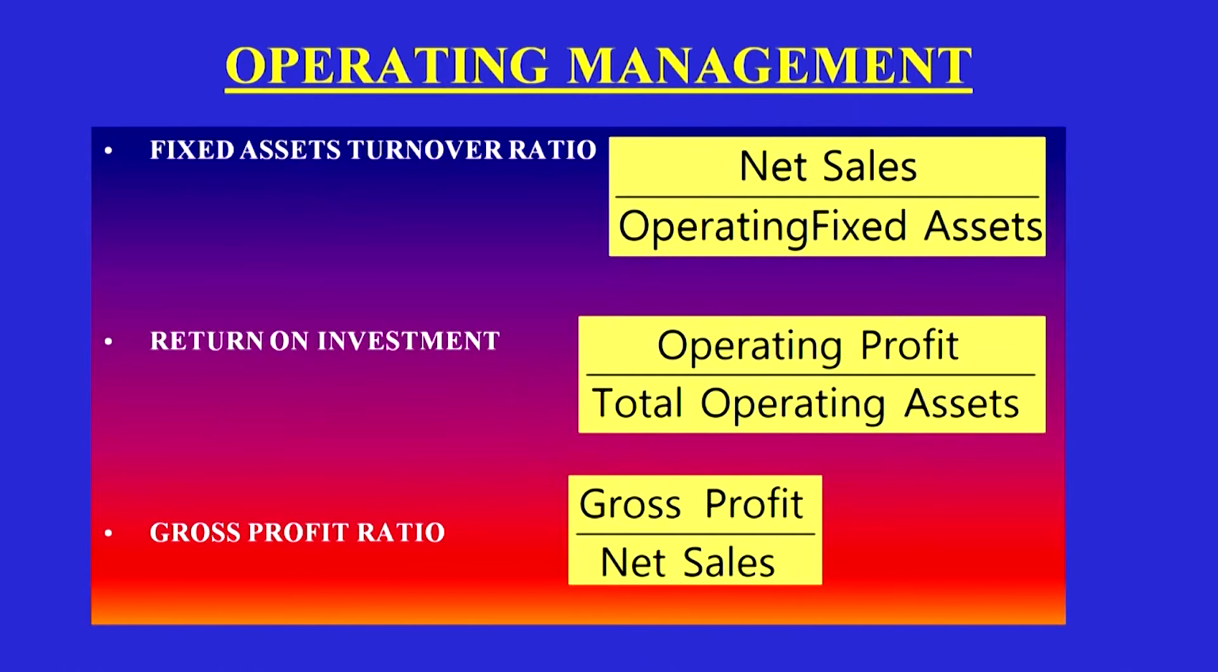If you properly calculate these ratios, you will be able to find out the signals about the operating structure of the firm. These ratios are: first, the fixed assets turnover ratio; second, ROI, that is return on investment; and third, the gross profit ratio. First one is the fixed asset turnover ratio. We all understand how we calculate this ratio. It is calculated as net sales divided by the operating fixed assets.